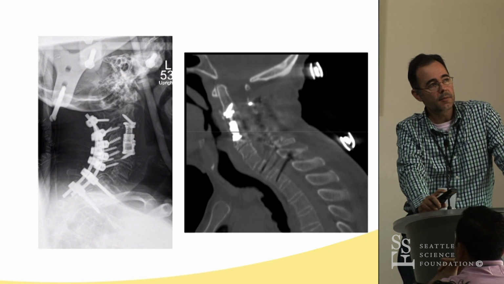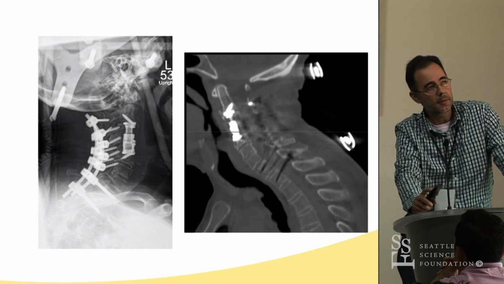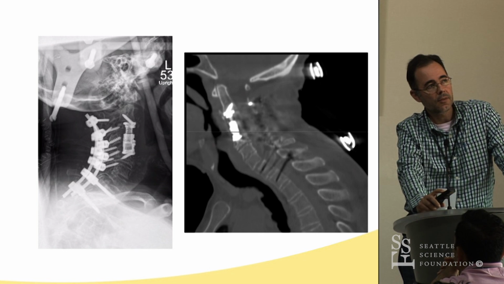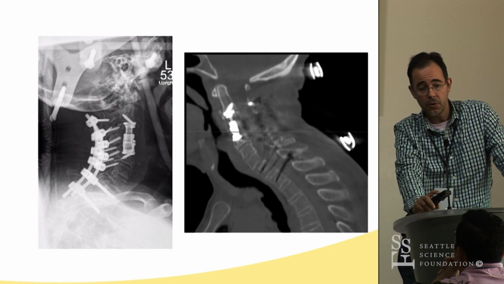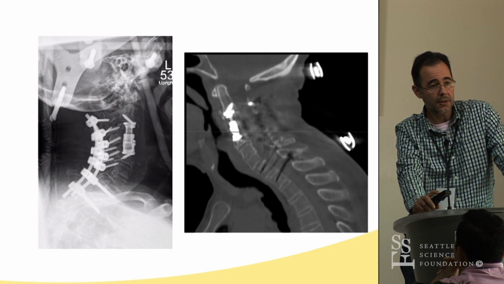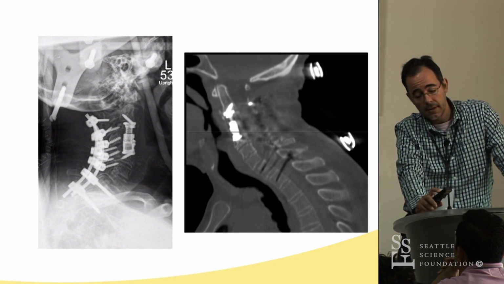This was the final product. You can see that this type of cage has integrated fixation into the top and bottom, and allowed for a correction of the kyphosis and replacement of the anterior column height with the posterior fixation. And this gentleman did very well after his operation.